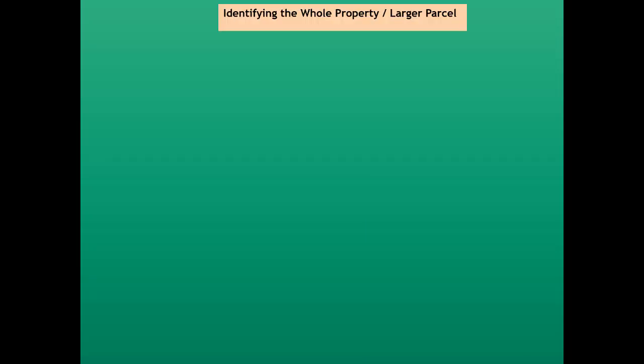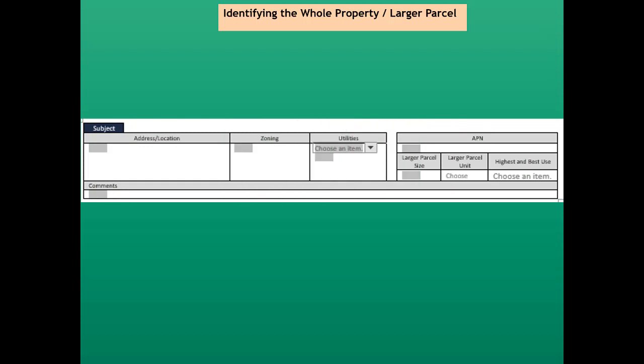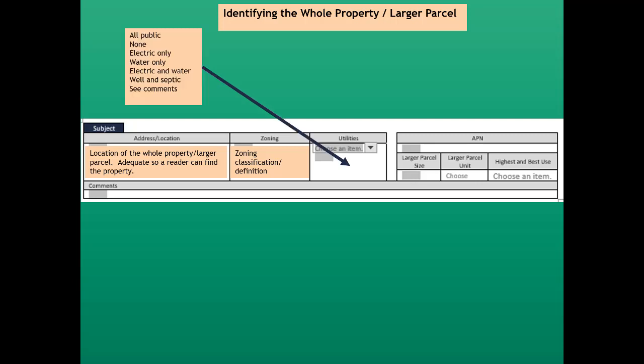All right, identifying the whole property, larger parcel. Here's what that section looks like. We've blown it up. The address area is the location of the whole. It needs to be adequate so a reader can find the property. The next is the zoning classification. Next is utilities. And if you open that box up, you've got a selection of all public, none, electric only, water only, and so on.